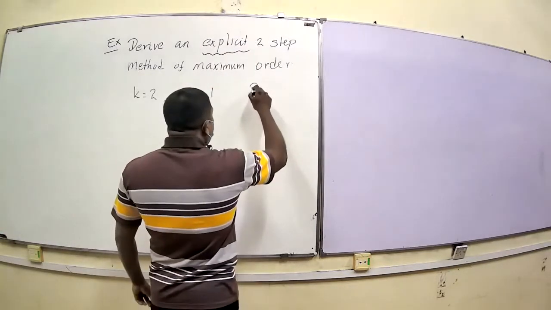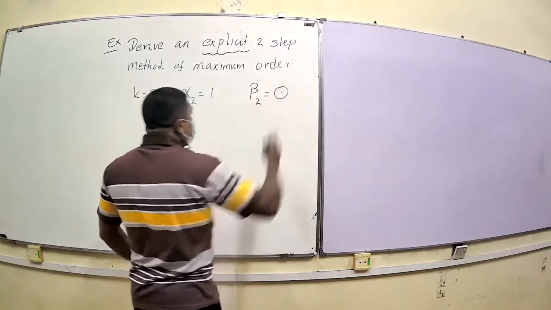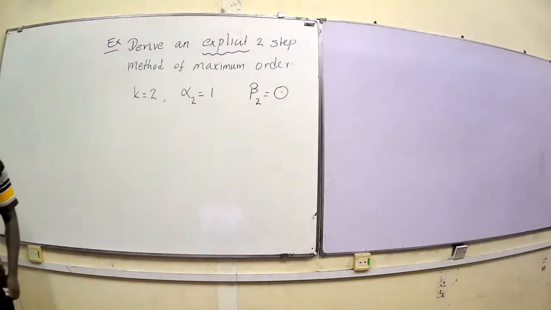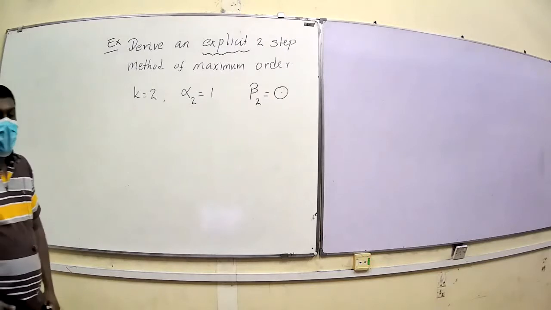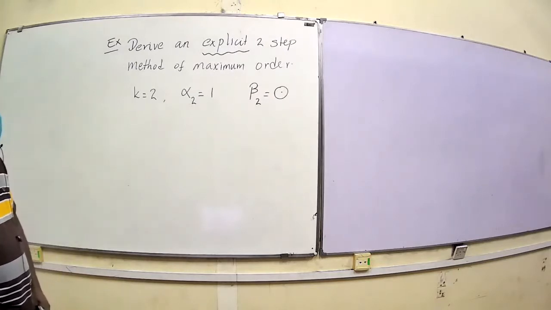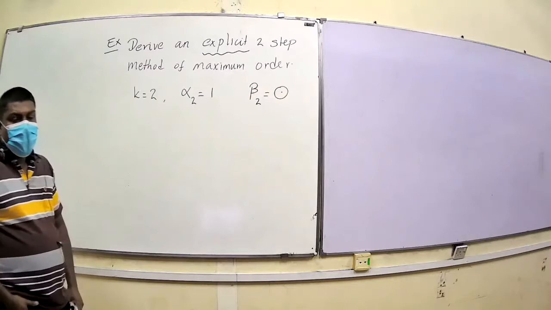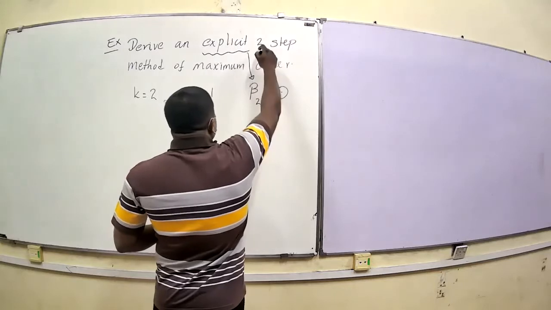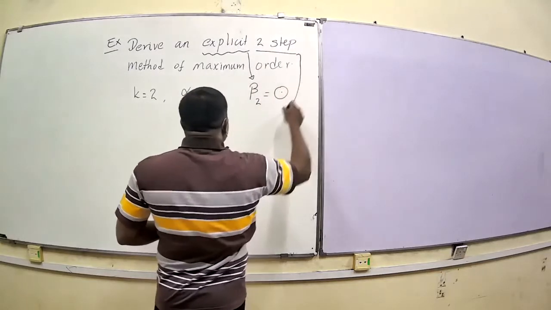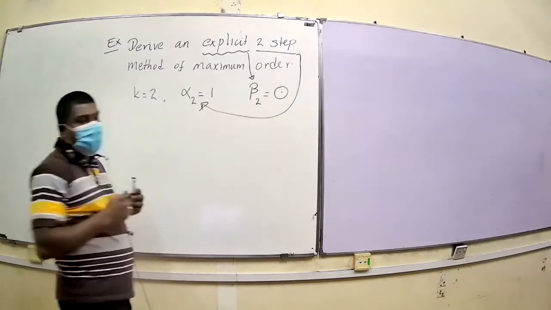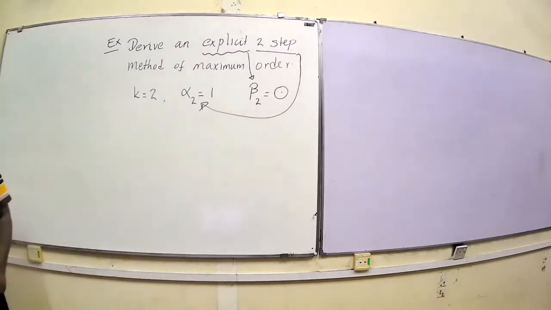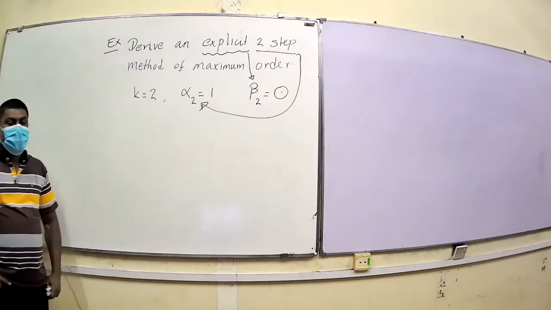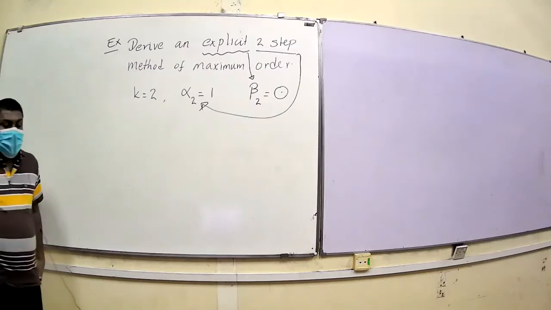Because of that, beta 2 will also be 0. So this is one additional piece of information we have. This is an explicit method, so this part implies this, and the two-step method gives us this. Because it is a two-step method, you know k is 2 and alpha 2 is 1. Because it is explicit, you know beta 2 is 0.